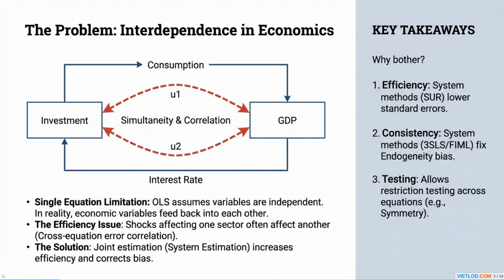A key limitation of single equation models like OLS is their inability to capture these interdependencies and cross-equation error correlations, leading to potential inefficiencies and biases. The solution is joint estimation, or system estimation, which addresses these issues. This approach offers several key advantages. It increases efficiency by providing lower standard errors, as seen in methods like SUR, ensures consistency by fixing endogeneity bias with methods like 3SLS or FIML, and facilitates testing of theoretical restrictions across different equations, such as symmetry.